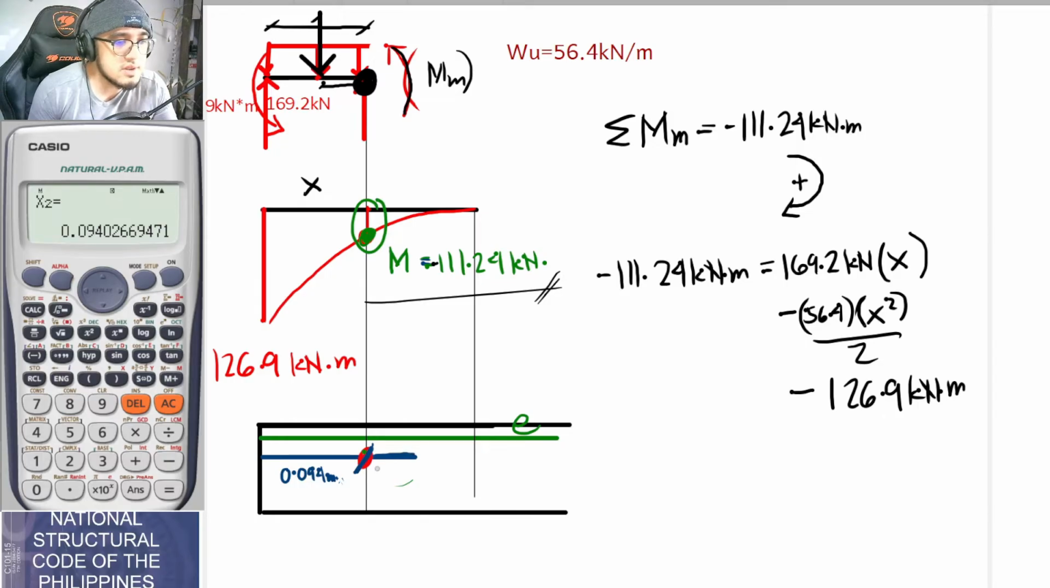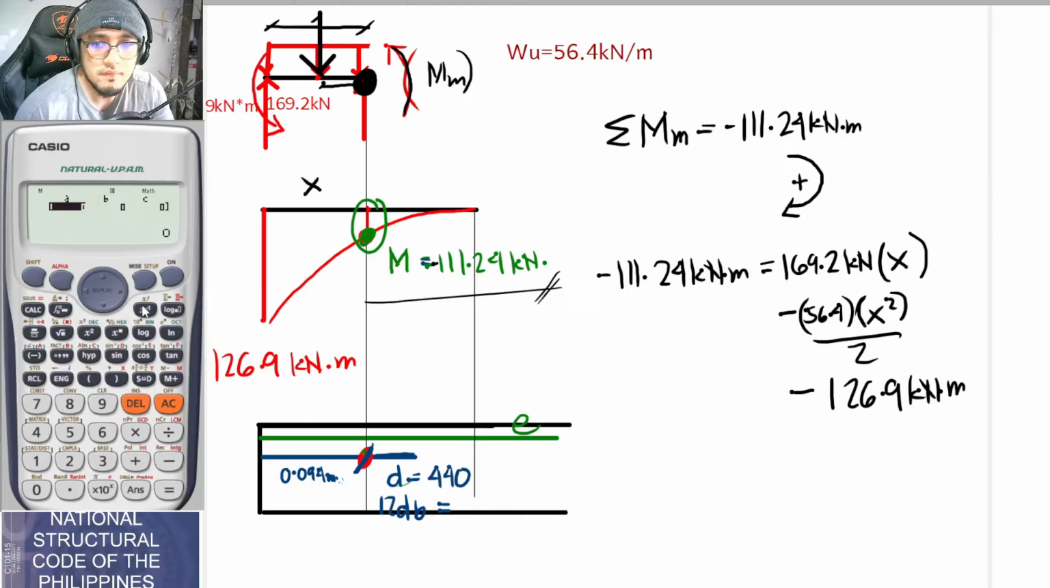And with the extension, this might be the greater of your d or your 12 db. So for your d, that is to be 440 as given by the problem. So this is to be your effective depth. And for your 12 db, looking at the calculator, 12 times the bar diameter, and our bar diameter is to be 20. So with that, guys, this is to be equal to 240 mm. And 240 mm is to be 0.24, as well as for your d, which is to be 0.44. And since the greater value here is d, we will be making use of d.